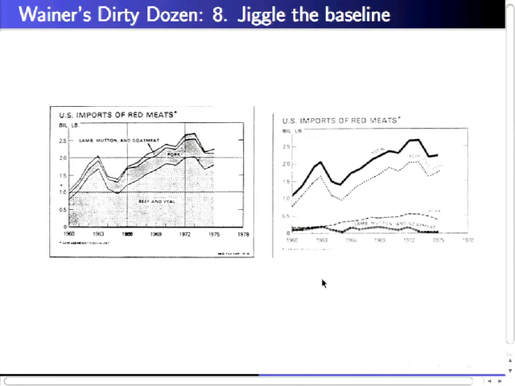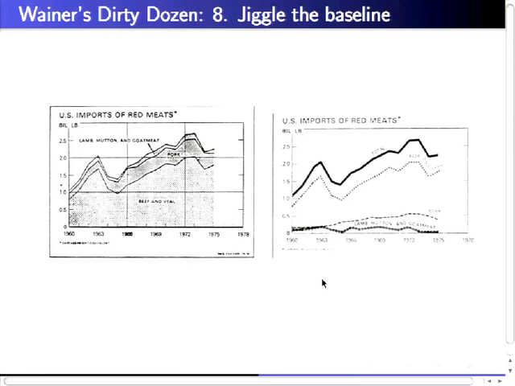So not unlike the private school, public school stacked bar charts, it's really hard for you to see how has lamb and goat meat changed over the years? Or how has the pork import changed over the years because it's going up and down with the bottom one of beef. So instead, simply plot them as separate lines. And you could see that pork has increased, and goat meat and lamb and mutton has stayed the same, if not decreased a little. And it's really hard to see that in the left plot.